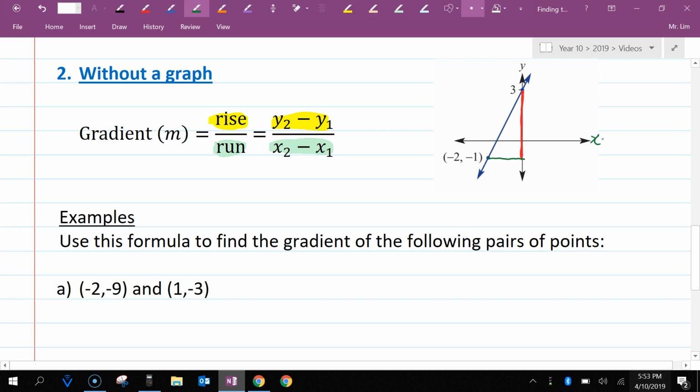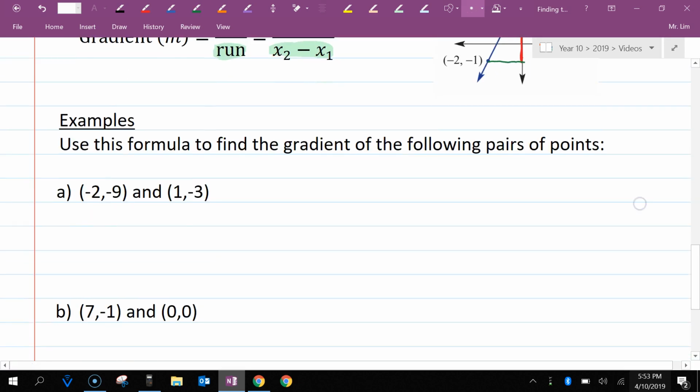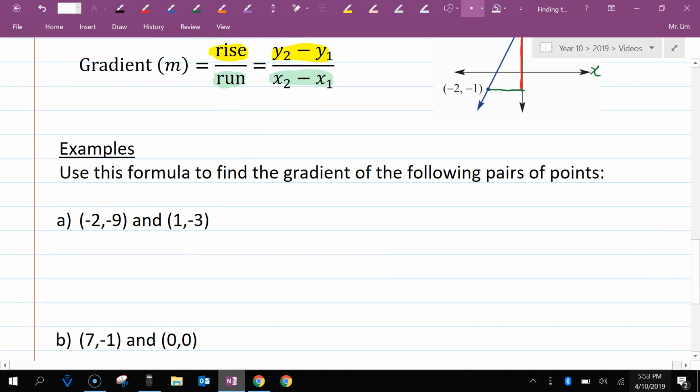So don't get confused. If it helps, just write the formula every single time: y2 minus y1 over x2 minus x1. Do not get confused and put the x's on top and the y's at the bottom. So let's have a look at some examples. We're going to use this formula, y2 minus y1 over x2 minus x1, to find the gradient of the following pairs of points.